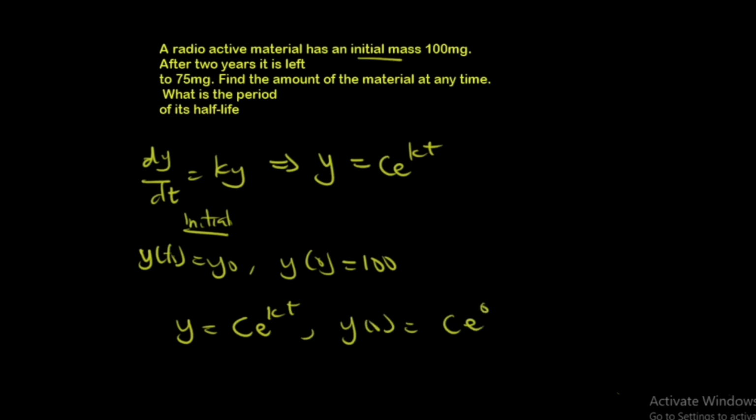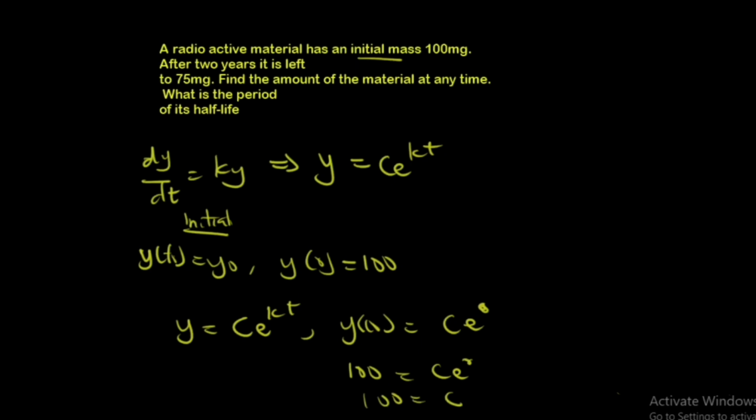For the initial, y naught is equal to c e^0, because time here becomes 0, and when it affects the k, it becomes 0. Therefore, our y naught now is 100. So 100 is equal to c e^0, therefore 100 is equal to c. So we have our constant c. Then we move on to our k.